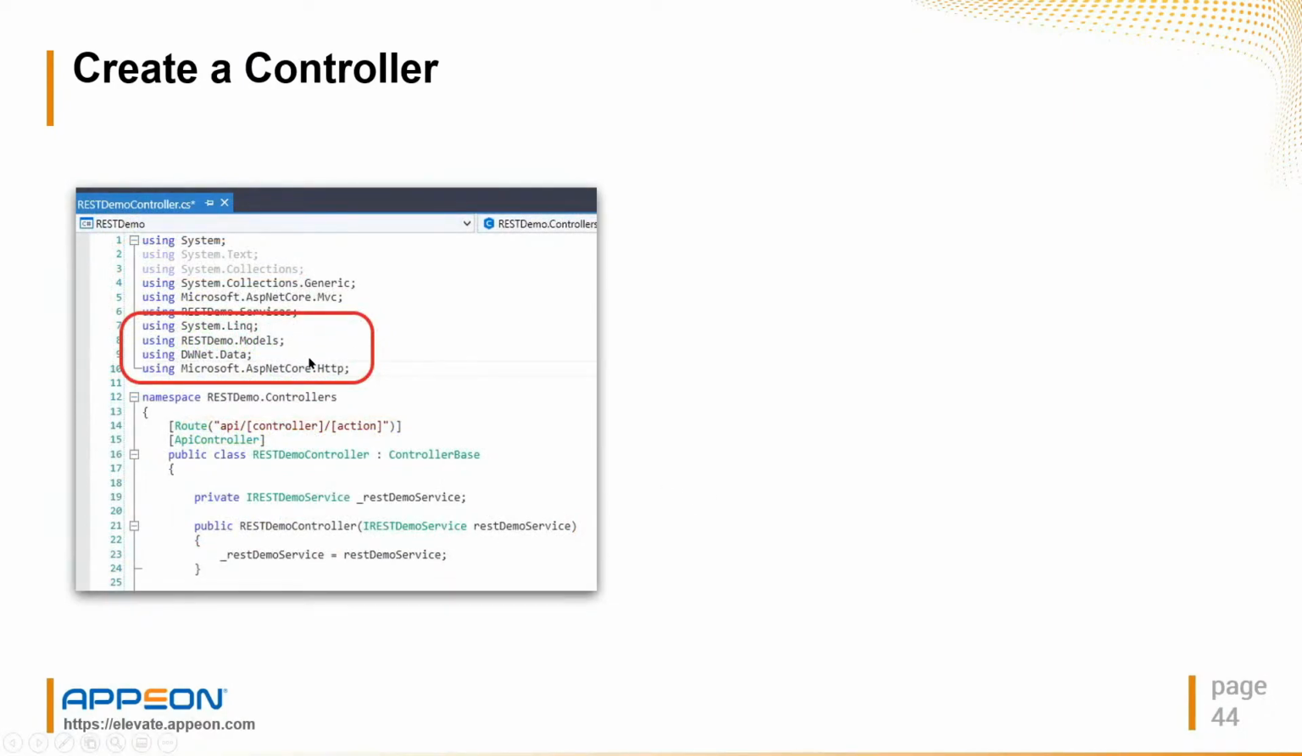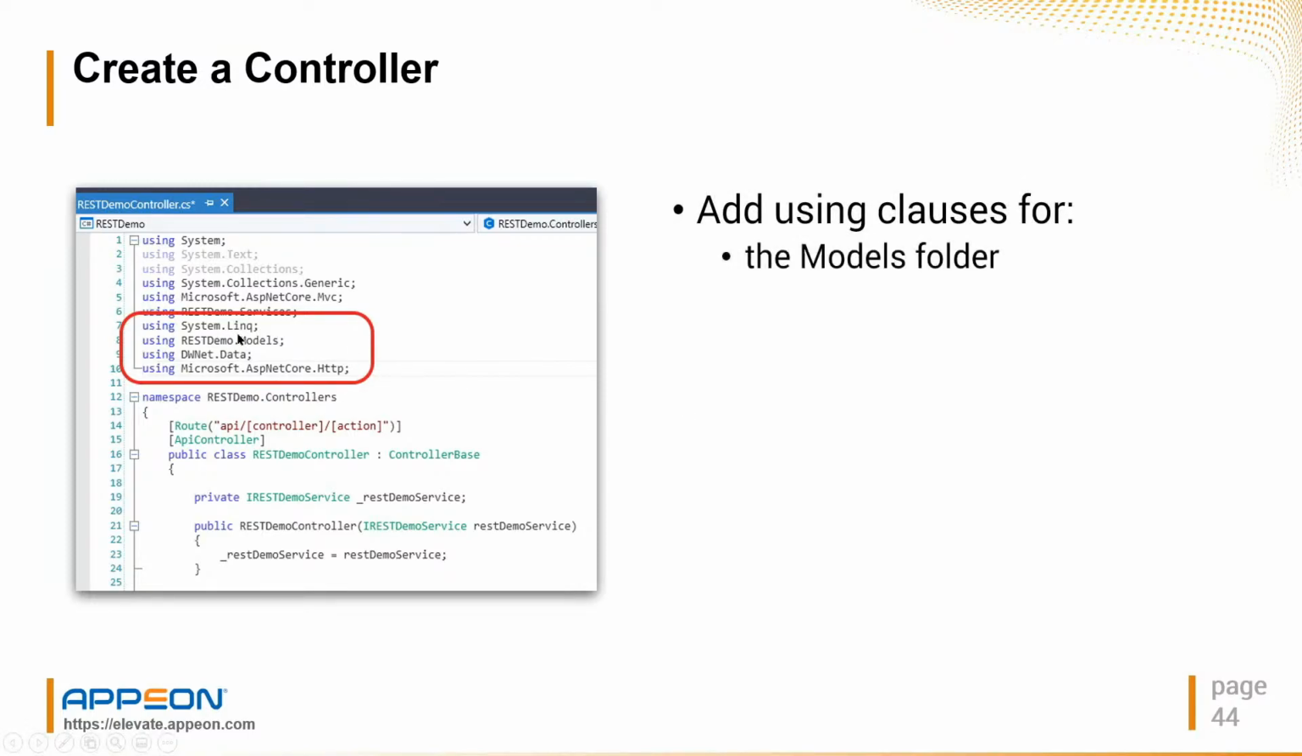We're going to add a few more using clauses here. One is System.Linq. One is to our models class. One is to dwnet.data. And one is to Microsoft.AspNetCore.Http, because we're going to use some HTTP codes in our code. System.Linq is in there because we're going to be doing some array manipulation, array to list.